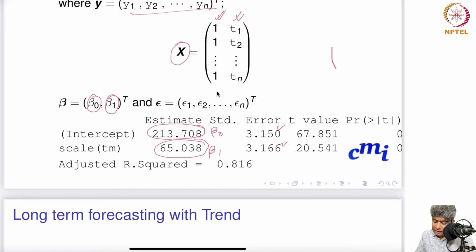These are the standard errors, these are the T values, and the P value is so small that it is pretty much rounded to 0. So adjusted R square turns out to be 0.816. So almost 81% of the entire variability of the data can be explained through the trend.